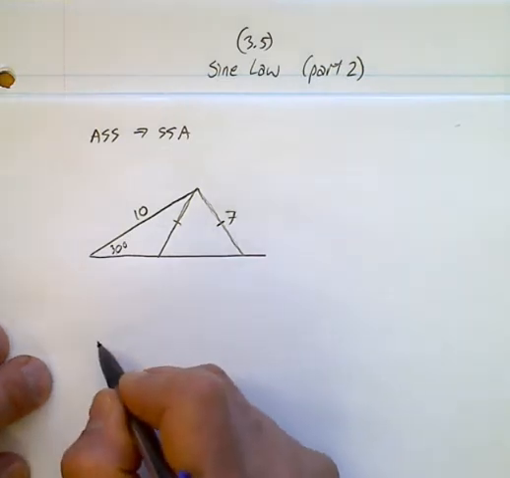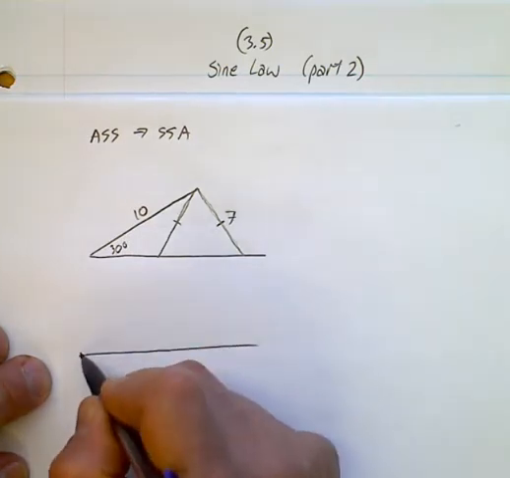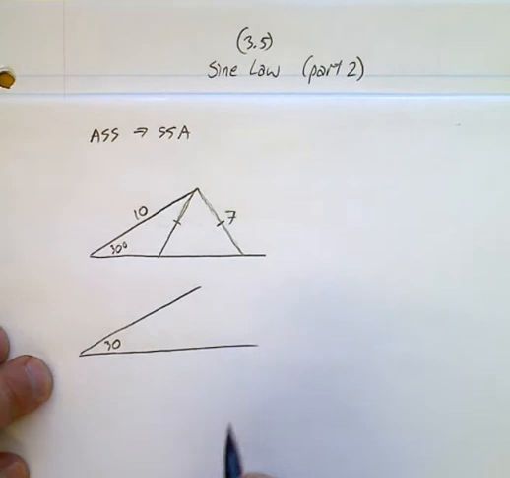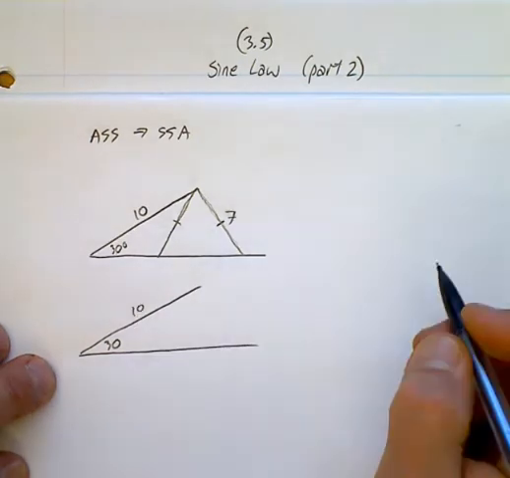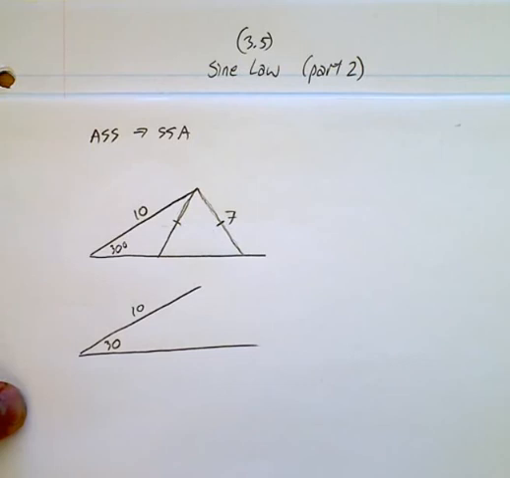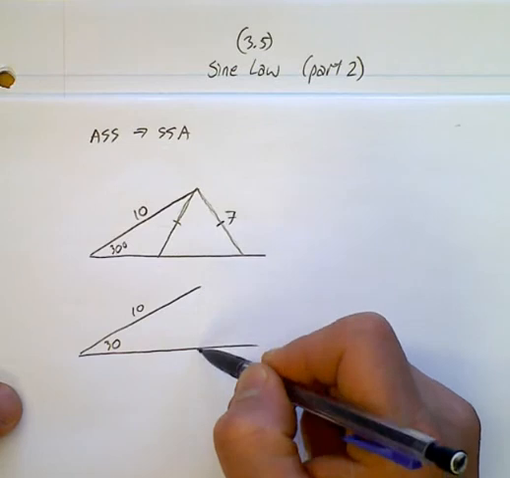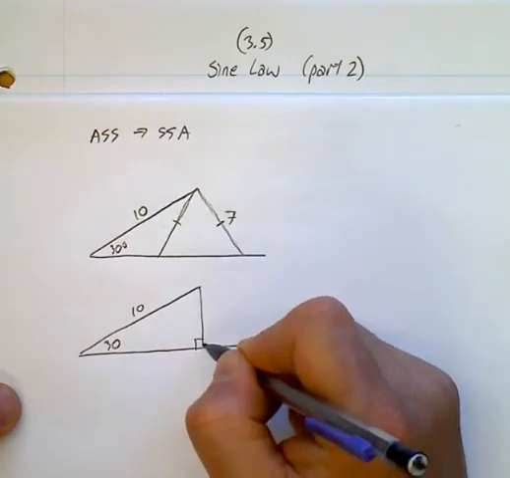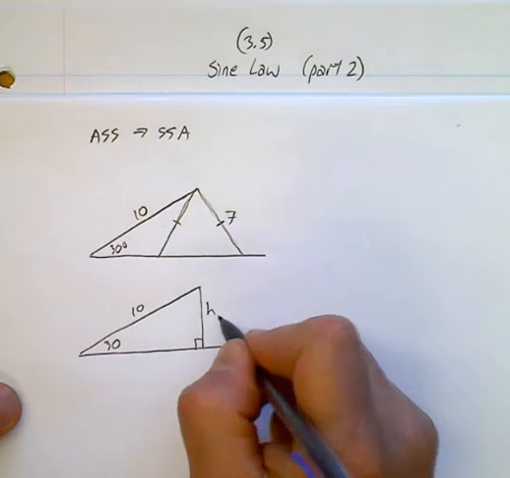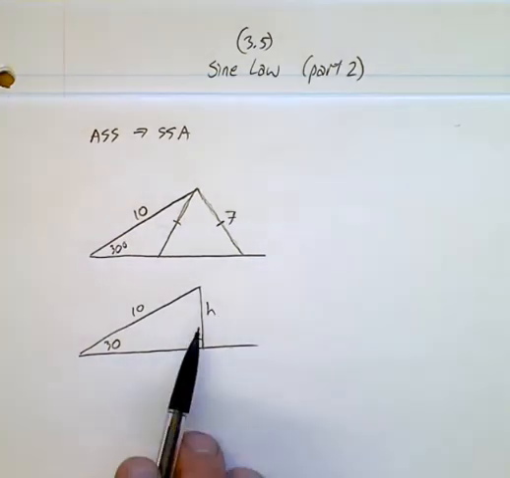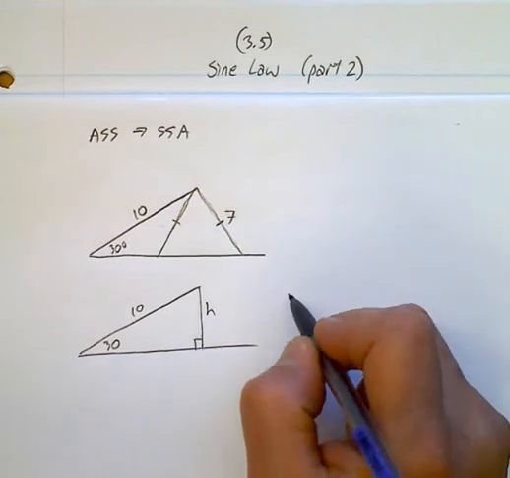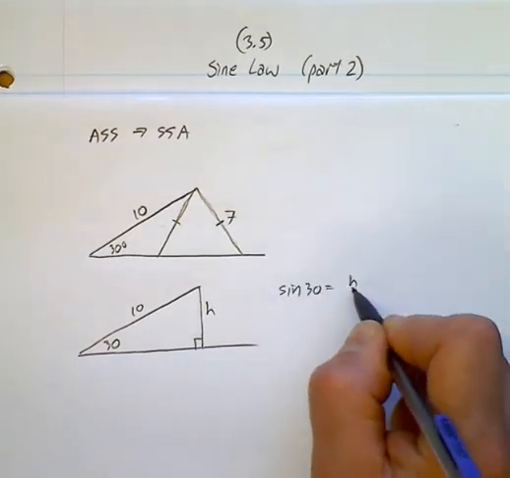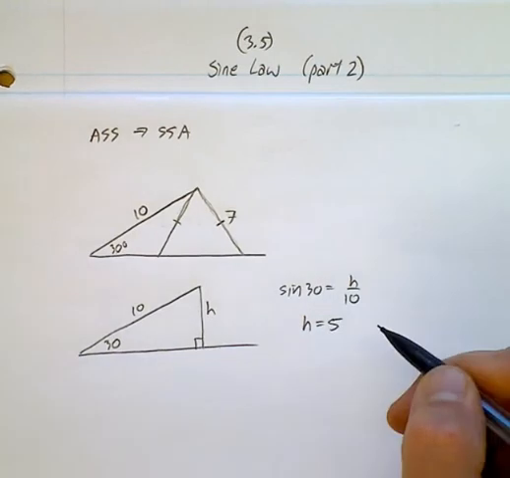Well, if you look at this situation again, where this is 30 degrees, this is 10, and this is all we got, what is the shortest side that I could put here that would close this off and make it a triangle? Well, I hope you can see that it would just be a vertical line, where this is your height. Now what you've got to do is figure out what that height would be. So in this case, if you went sine 30 is equal to h over 10, you'd find out that h is 5.